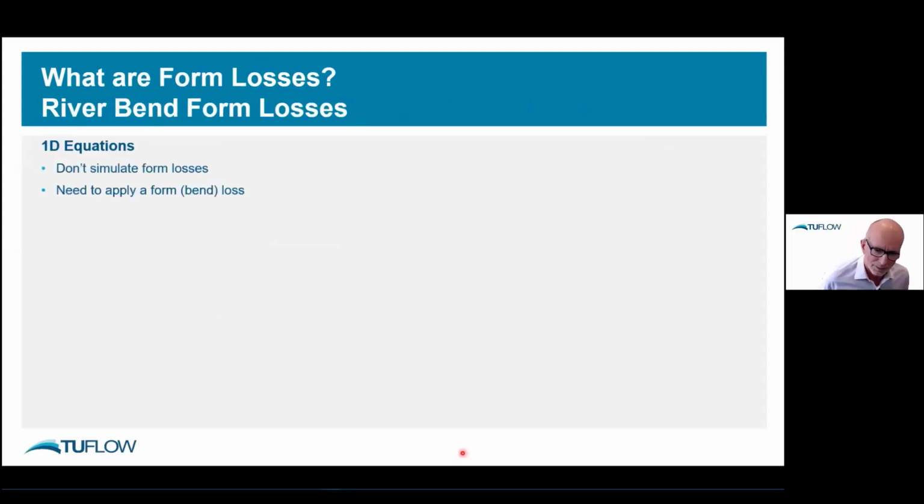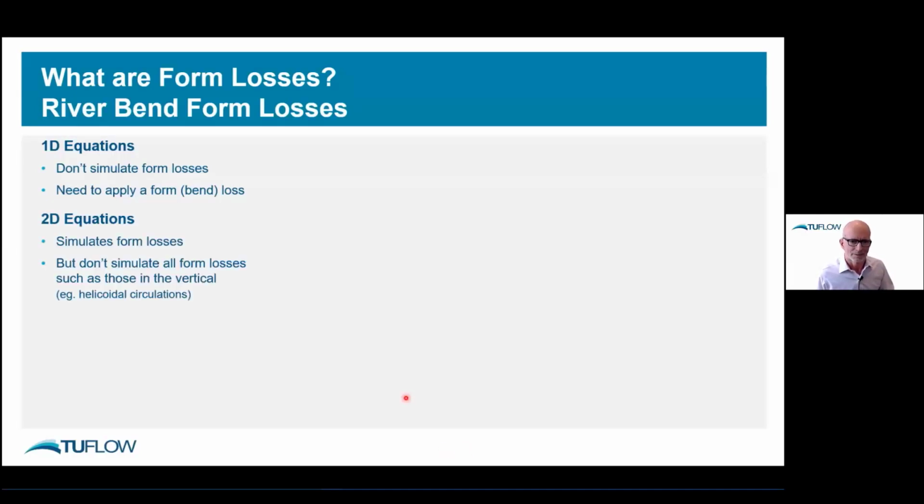And how do we know what to put into a 1D model? Well, because they don't simulate form losses, we need to apply a form bend loss. And as I said, 2D equations simulate form losses, but they don't simulate all form losses, such as those in the vertical.